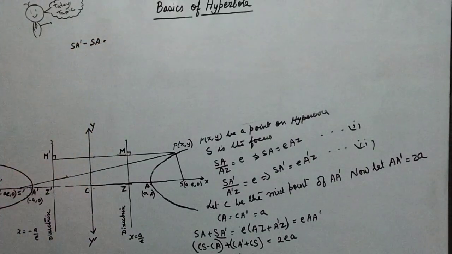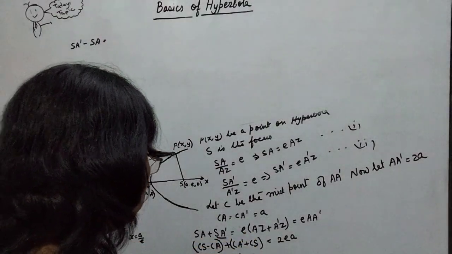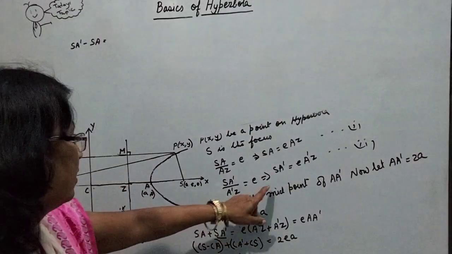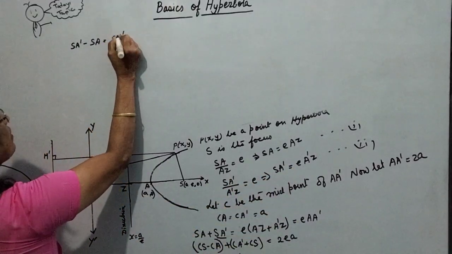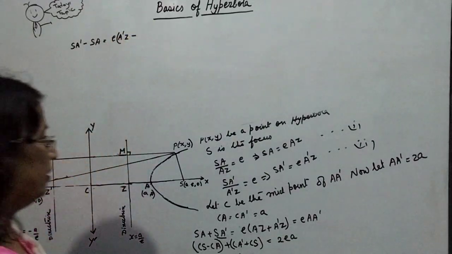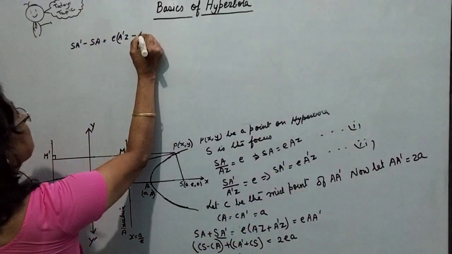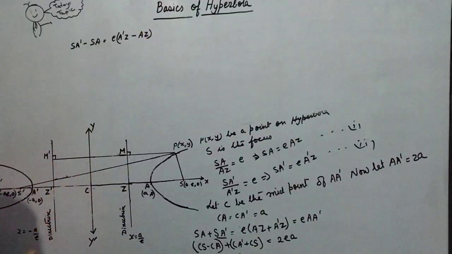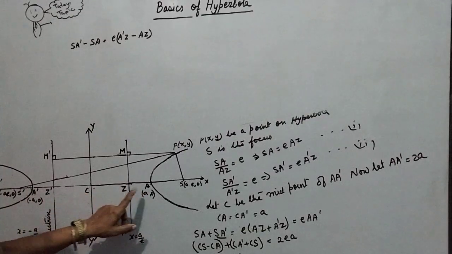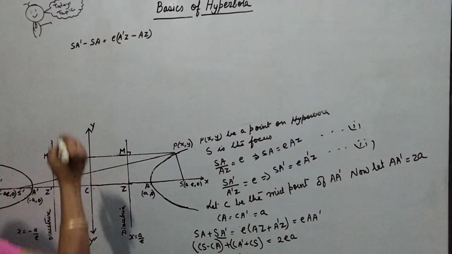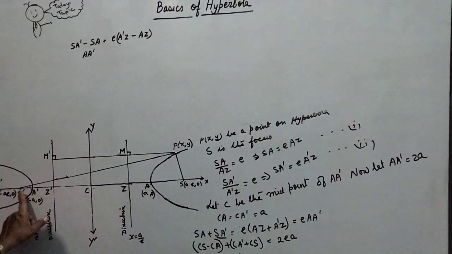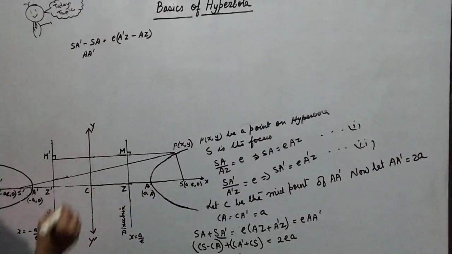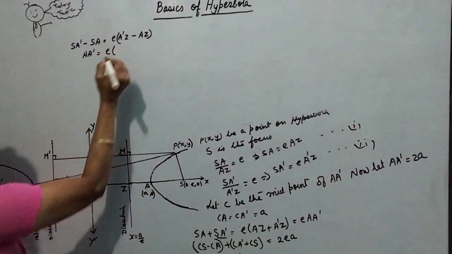What is SA dash? SA dash is equal to E into A dash Z, take common, and minus AZ. SA dash minus SA. So this is AA dash. And E, A dash Z.